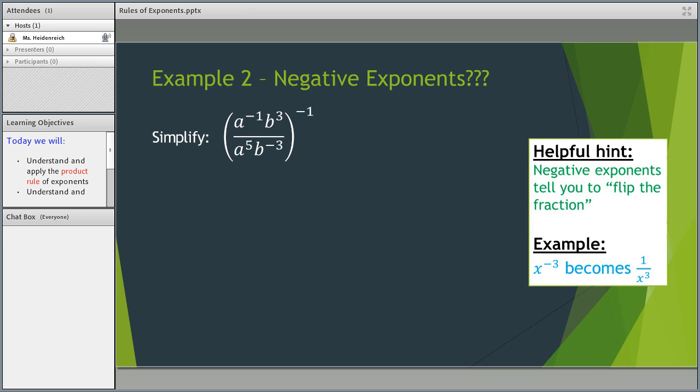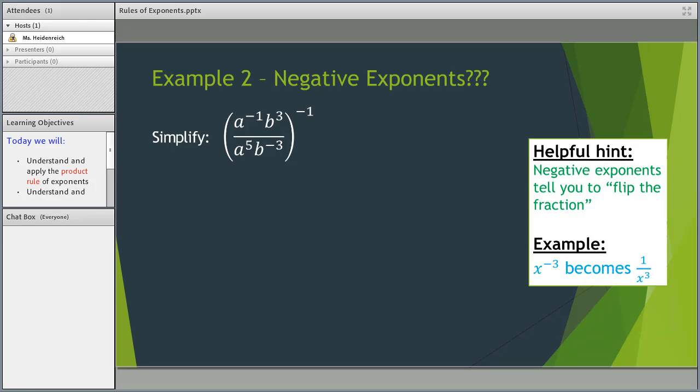And I have one more to show you, and that's with negative exponents. So we haven't talked about negative exponents, but you might have seen them in another class, or this might be new to you. But when you have a negative exponent, you need to flip the base and then keep the exponent. So for example, x to the negative 3 would become 1 over x to the third. So you flip the base to be 1 over x, but you keep the exponent on that base.